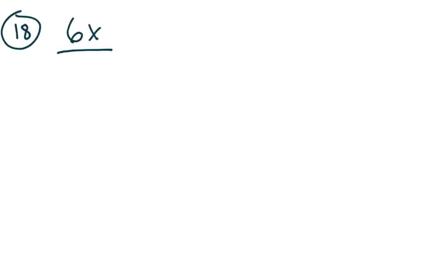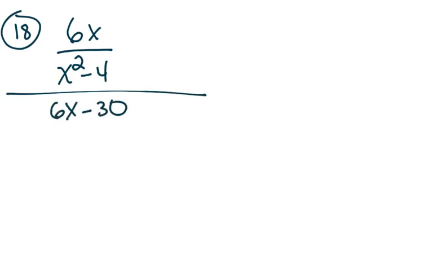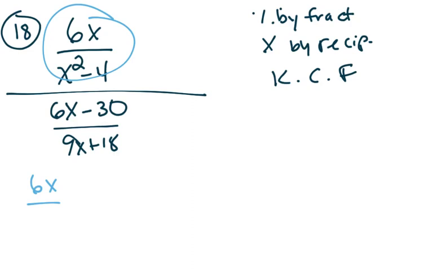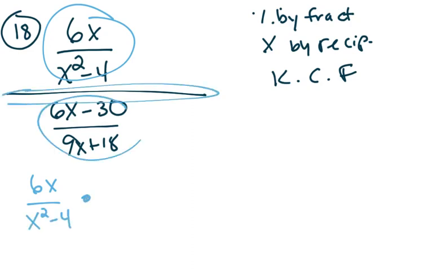Okay, number 18. 6x all over x squared minus 4, divided by 6x minus 30 all over 9x plus 18. So notice now, this is different than number 17 because it's division. But remember what we said about division. When you divide by a fraction, it's the same thing as multiplying by the reciprocal. Or keep, change, flip. So we're going to keep this, change the division to multiplication, and flip that.